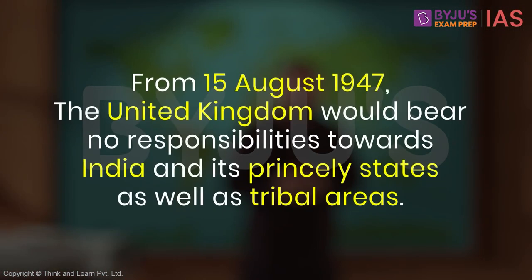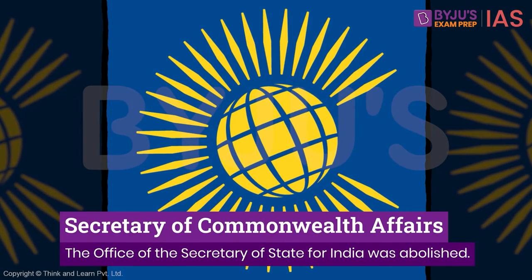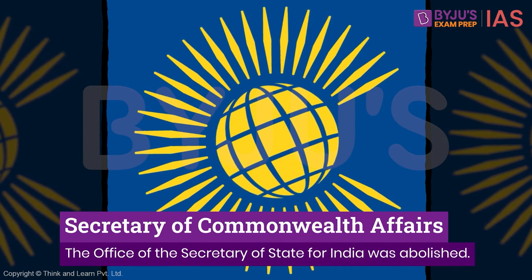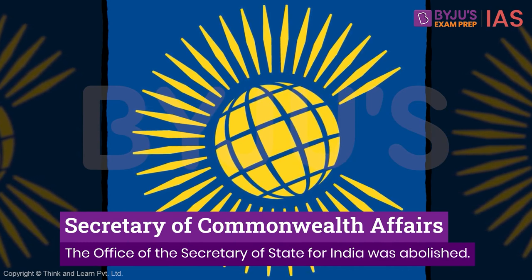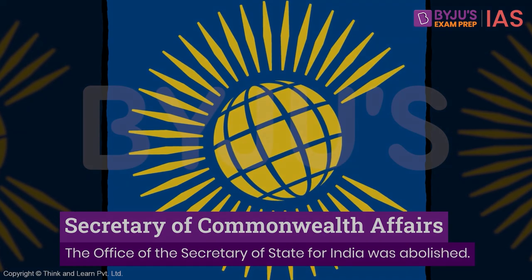From the appointed day of 15th August, the United Kingdom would bear no responsibility for the government of any of the territories of the erstwhile British India. The suzerainty of the British monarchy over the princely states as well as the tribal areas was also set to end on 15th August 1947. In accordance with this curtailing of responsibilities, the office of the Secretary of State for India was abolished. His work was handed over to the Secretary of the Commonwealth Affairs.